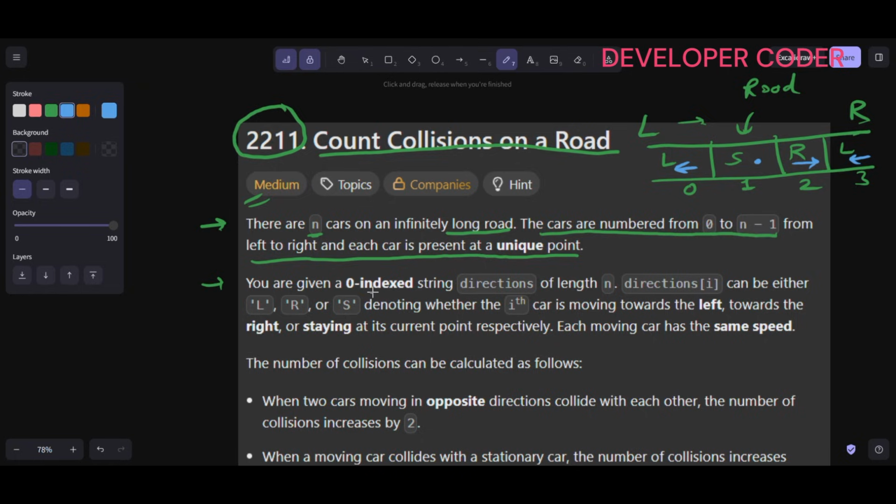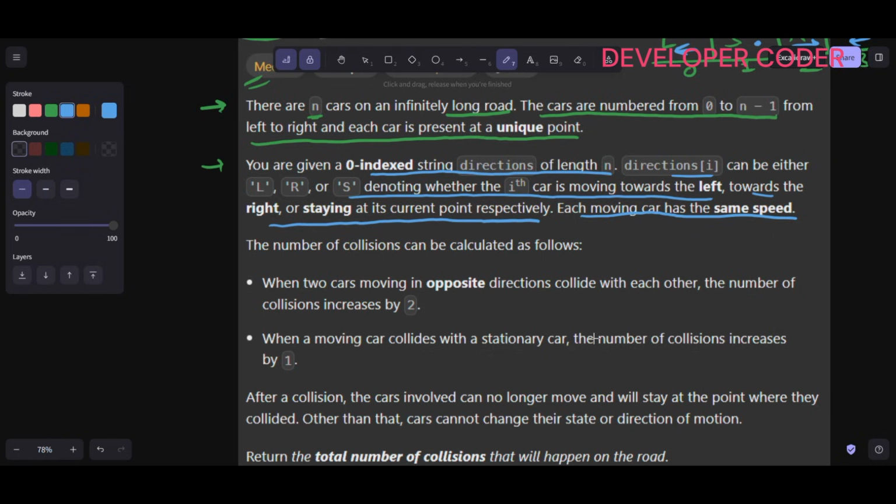You are given a zero-indexed string directions of length n. Directions[i] can be either L, R or S, denoting whether the ith car is moving towards the left, towards the right, or staying at its current point respectively. Each moving car has the same speed. Now the number of collisions can be calculated as follows.